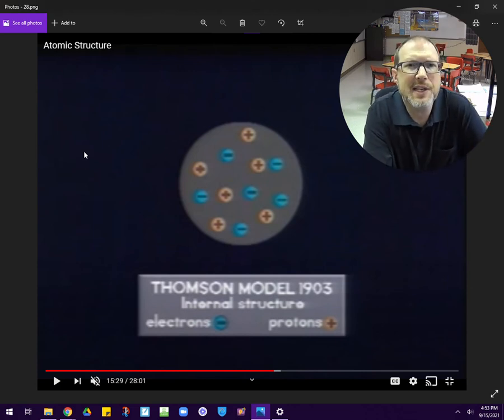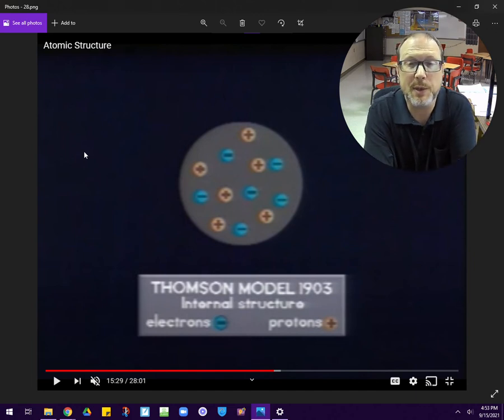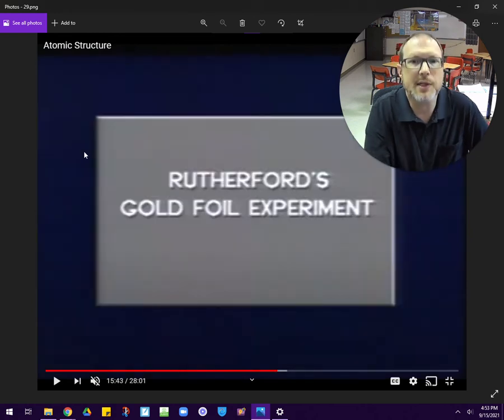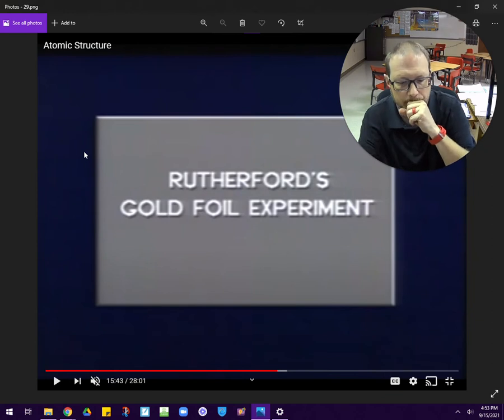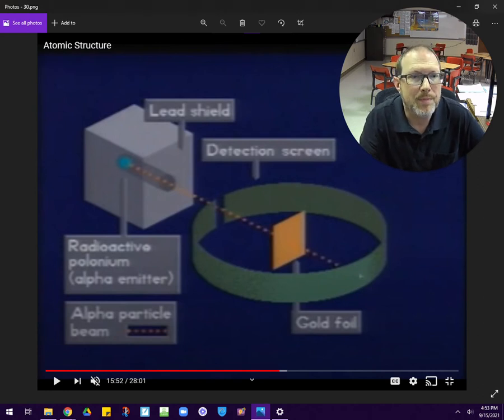Ernst Rutherford wanted to test Thompson's model. Thompson put forward this model, and at this point this is the best model of the atom that we had, but he wanted to test it, and that's where our next experiment's going to come in. It's called the gold foil experiment. And this one's really cool. This is the next diagram you need to make, by the way.